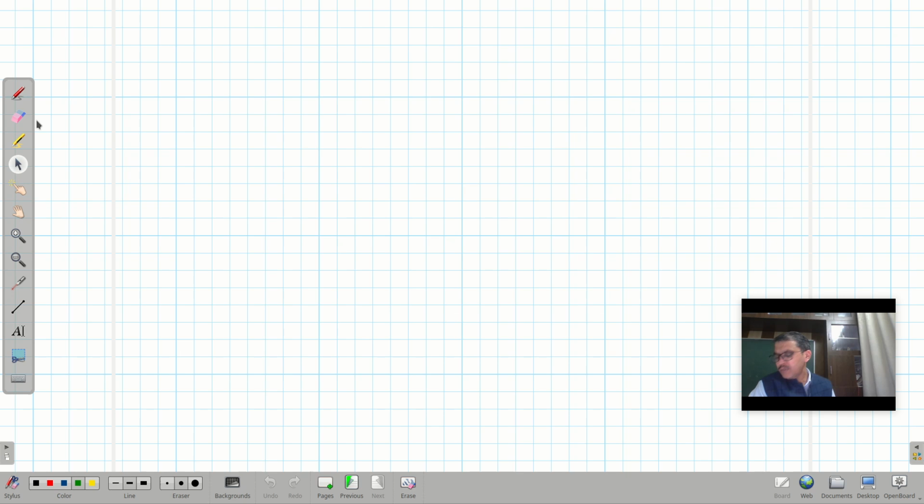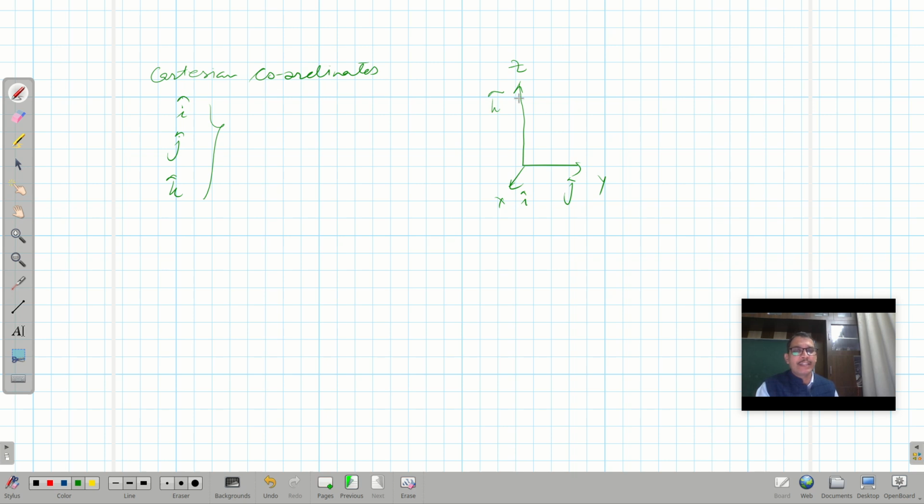So in case of Cartesian coordinates, i cap, j cap and k cap are the Cartesian coordinate unit vectors, and the very interesting thing is that, say this is the x-axis, this is the y-axis and this is the z-axis, then i cap is along the x-axis, j cap is along the y-axis and k cap is along the z-axis.